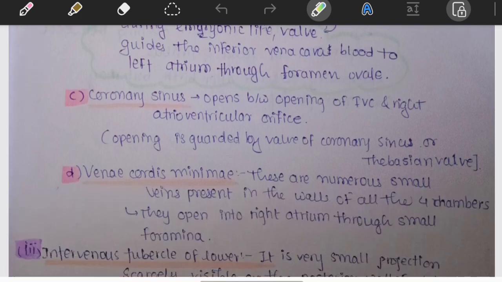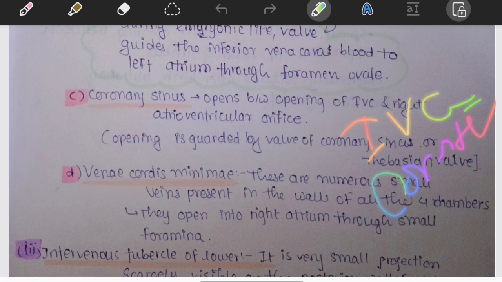Let's see the coronary sinus opening. Just below the IVC opening, there is an important opening, that is the coronary sinus. The coronary sinus collects the venous blood from the heart muscle itself, and its opening is guarded by a small fold called the Thebesian valve. Remember the difference? IVC has the Eustachian valve, and coronary sinus has the Thebesian valve.